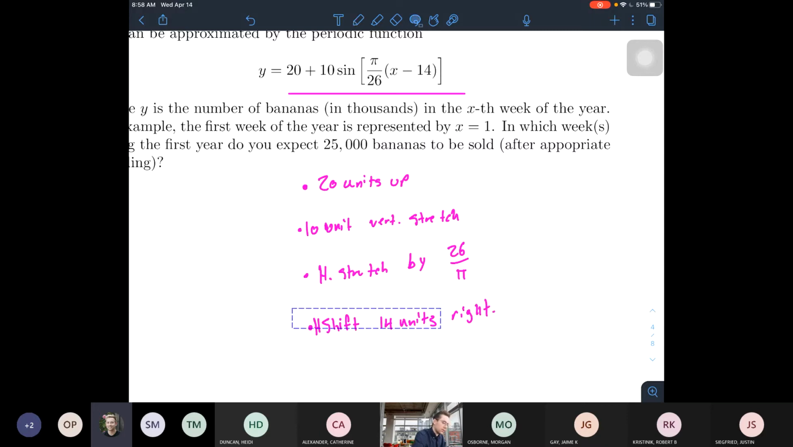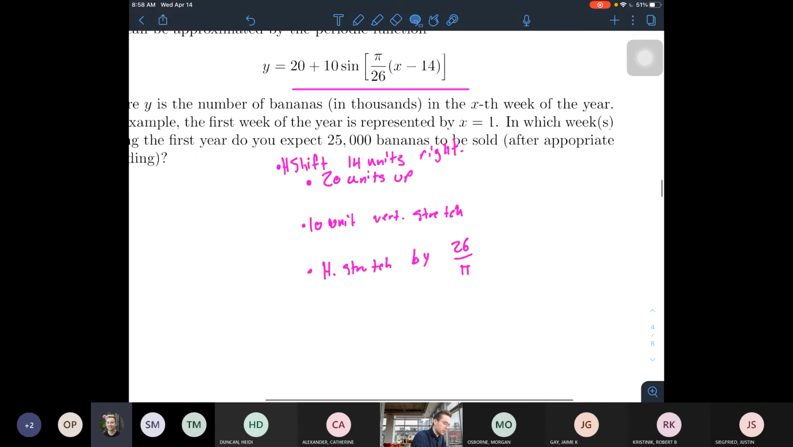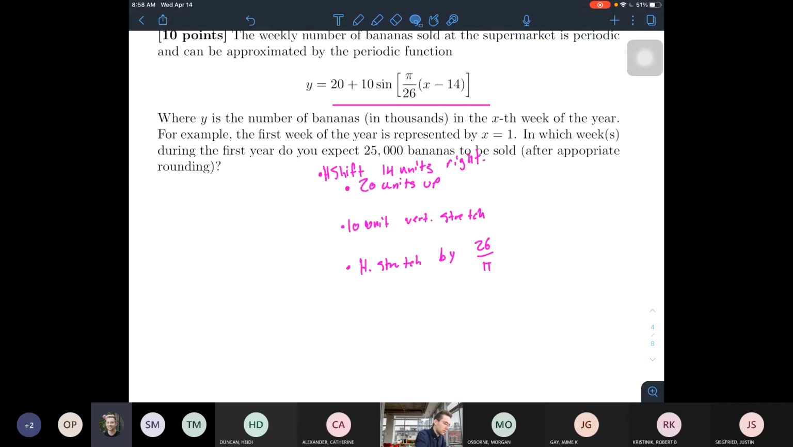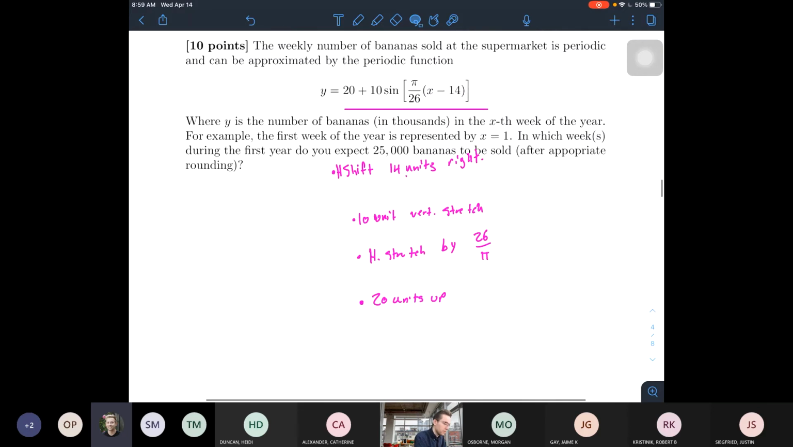Okay, if you want to do these in the correct order, this one should be at the top. Horizontal shift, 14 units right. And then I think the 20 units up should be last. Sorry, I'm not being a very good instructor right now. Okay, this is how we should do it.